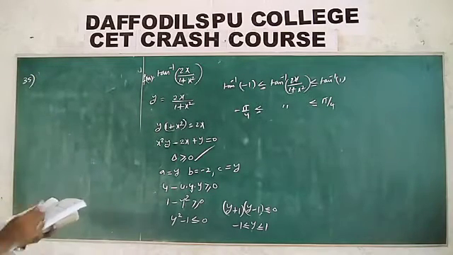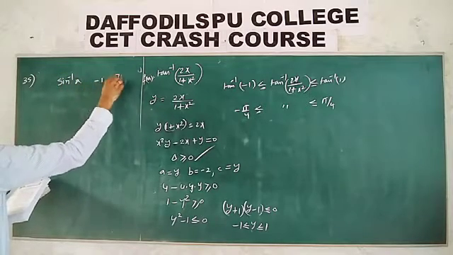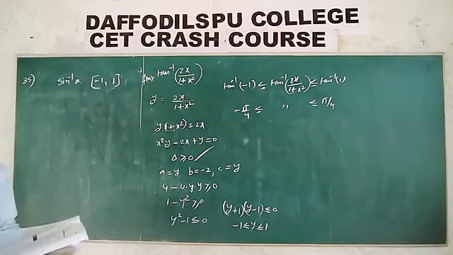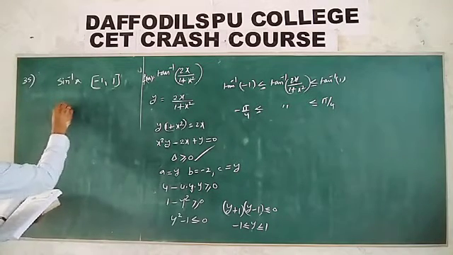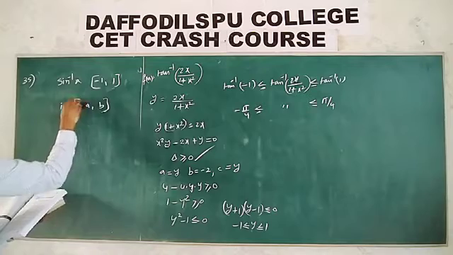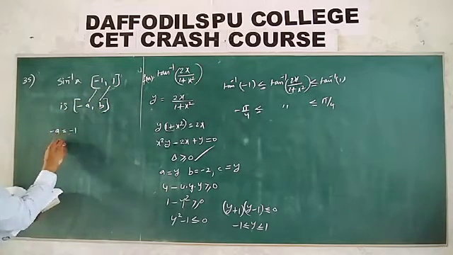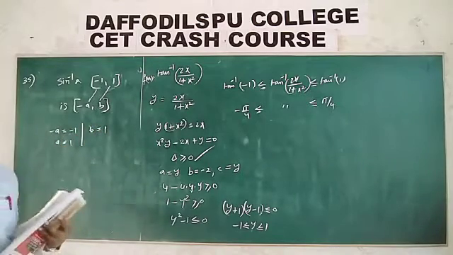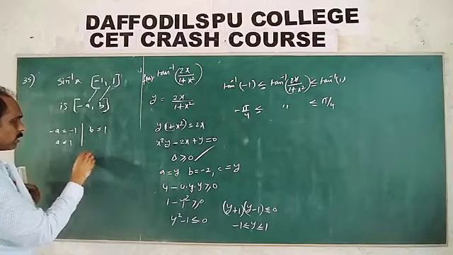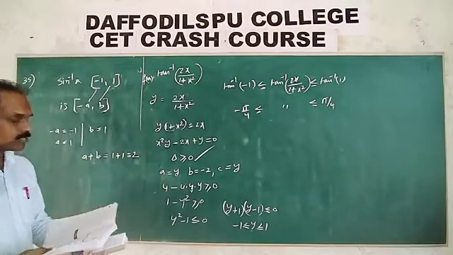What is the domain of sine inverse x? Sine inverse x domain is minus 1 comma 1. But in the problem it is given as minus a comma b. Compare with this one: minus a is equal to minus 1, so a is equal to 1, and b is equal to 1. They ask the value of a plus b. A plus b is equal to 1 plus 1, which is 2. Third option.